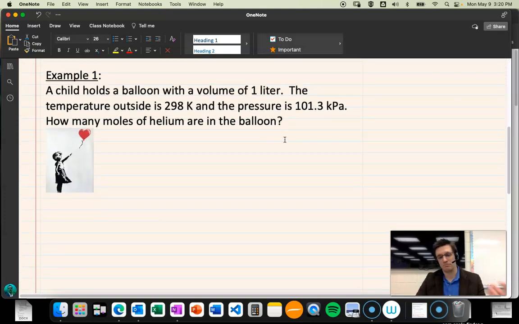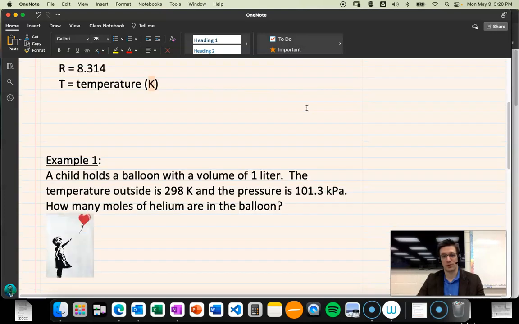We've got an example I just made up here. A kid has a balloon outside. It's a 1 liter balloon, which is about the size of a Nalgene bottle. The temperature outside is 298 Kelvin, that's a normal room temperature. And the pressure outside is 101.3, right?